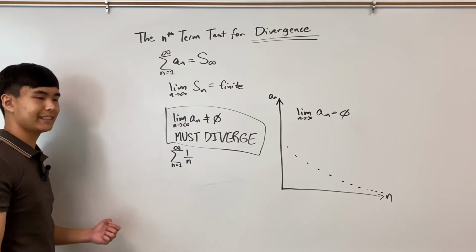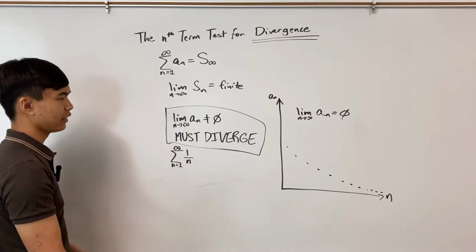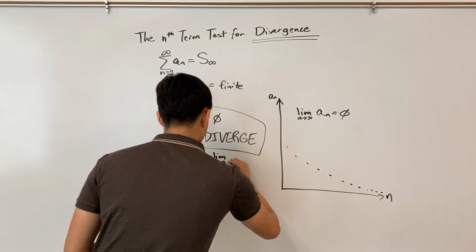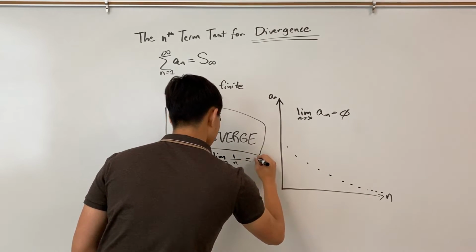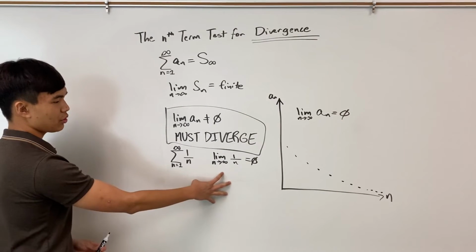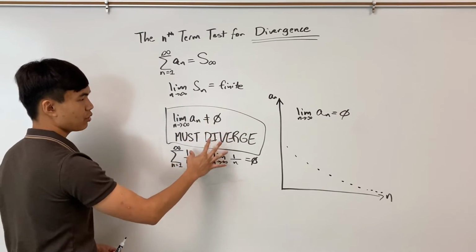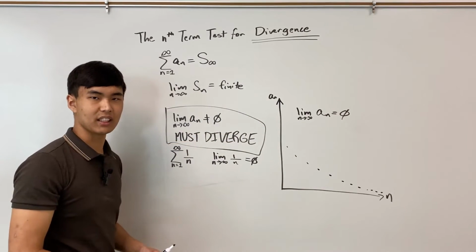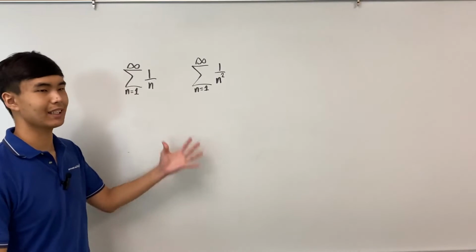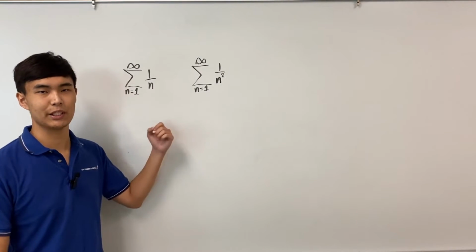As an example, consider this infinite series of 1 over n. Even though the limit as n goes to infinity of 1 over n is indeed 0, this in fact diverges. This shows that while this is true, the reverse is not. The reason the nth term test can only test for divergence is because it doesn't tell us anything about the speed at which these sequences go to 0.